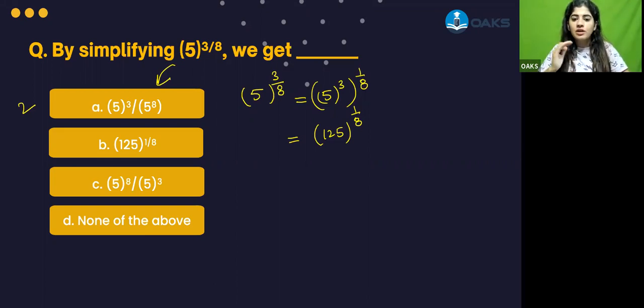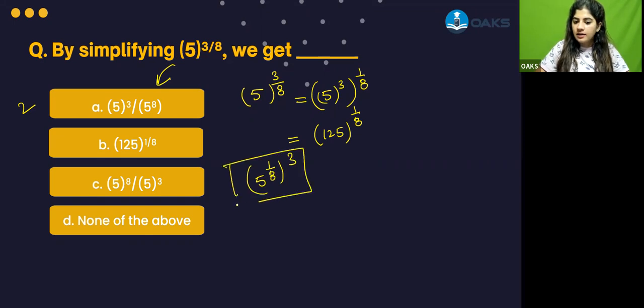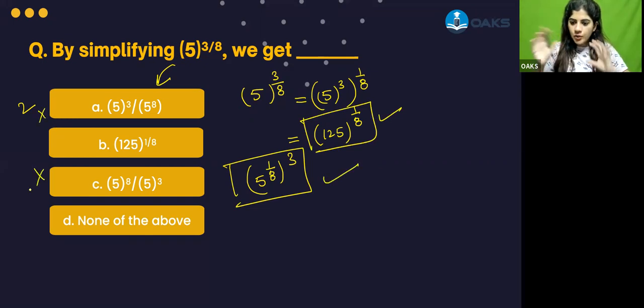5 raised to power 3 over 8. You can also write this thing as 5 raised to power 1 by 8 raised to the power 3. This is also correct. Okay, and this is correct. These both are correct. Not this, not this. You understand the difference, right? What I am telling you. I can put this power inside or this power inside. Either 1 by 8 or 3.